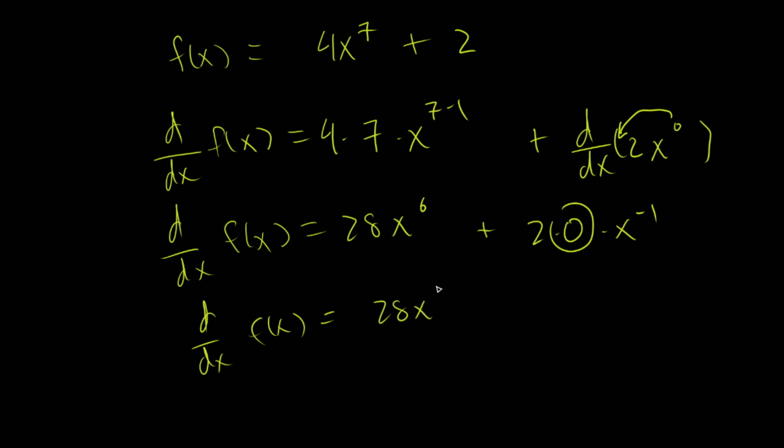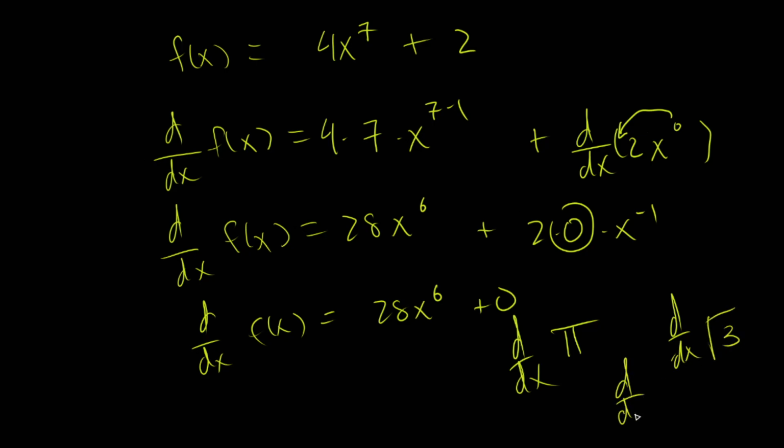So the d of dx of f at x equals 28x to the 6 plus 0. And this actually works for all constants, no matter if it was pi, the square root of 3, or 10 to the 9, a billion, it wouldn't matter. It would just all equal 0. And you can kind of think of it as a vertical translation of my graph will not change my instantaneous rate of change at a certain point.